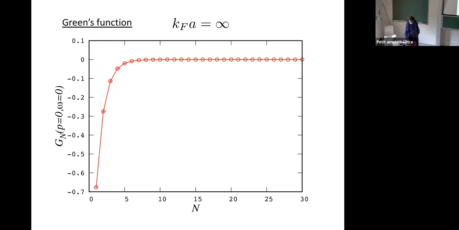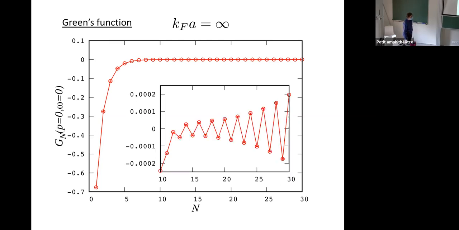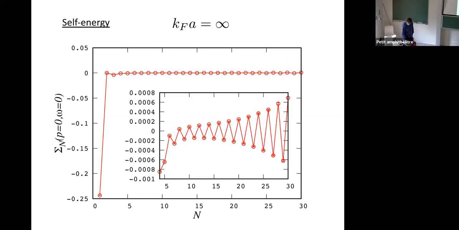However, if we zoom in, we see that this is actually not true. At a particular order, which is pretty high, order 15, the series becomes sign alternating and even exponentially divergent. And this was actually much to our surprise. The self-energy has a similar behavior. If you don't zoom in too well, you have the impression that it's convergent, but if you zoom in, you see that in fact it's sign alternating and divergent.